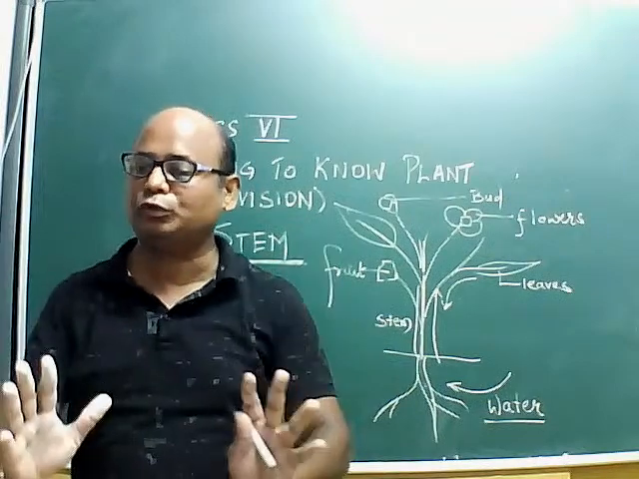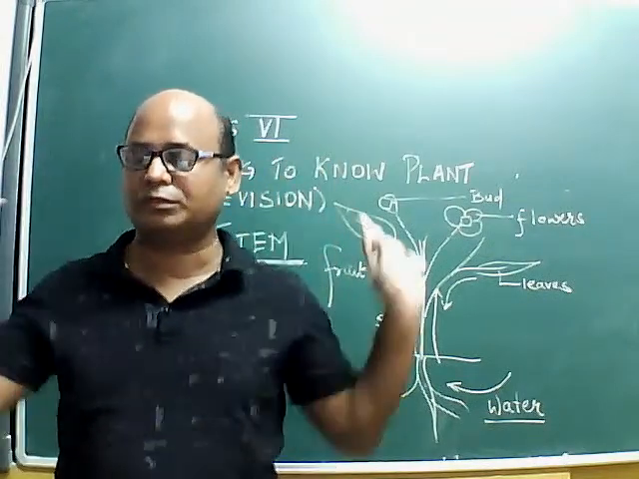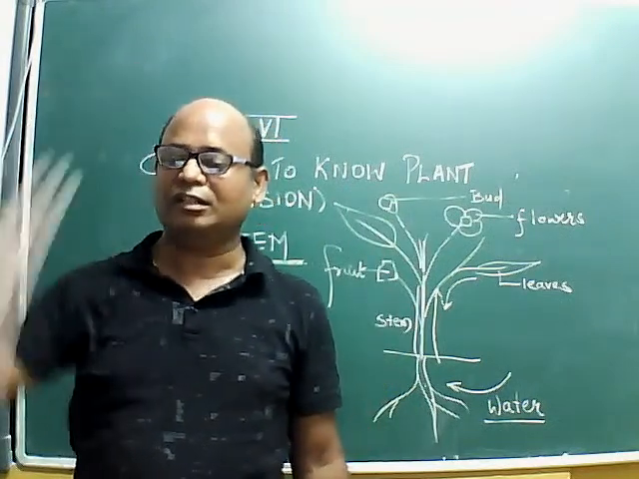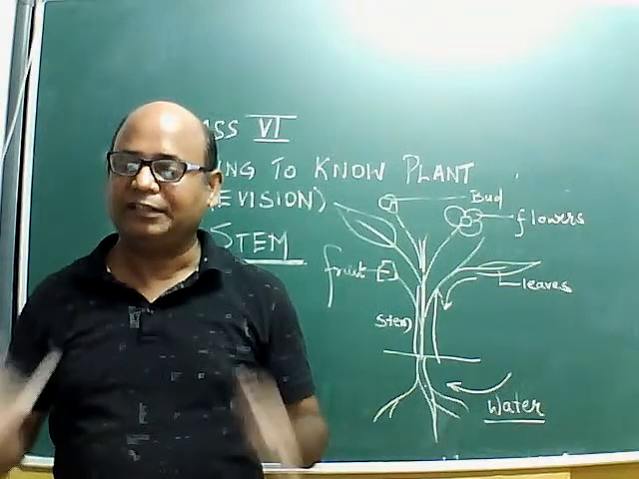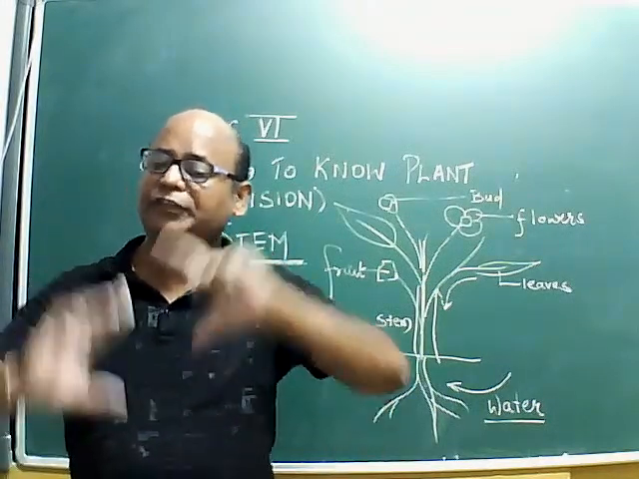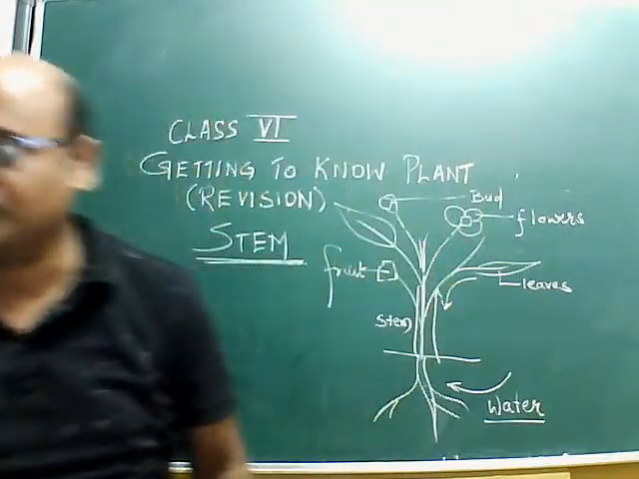It gives support to branches, leaves, birds, flowers, fruit. These are the three important functions of the stem. And stem is the intermediate part between the root and the different aerial parts of the plant.